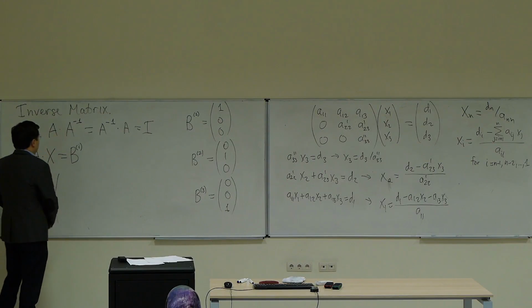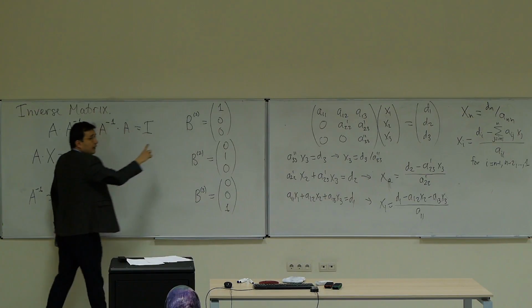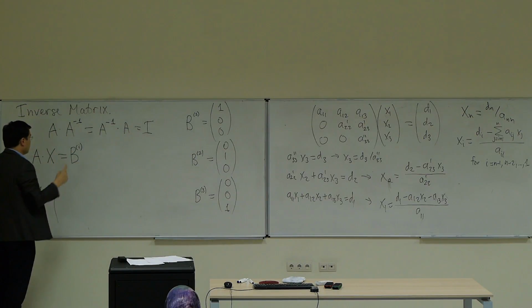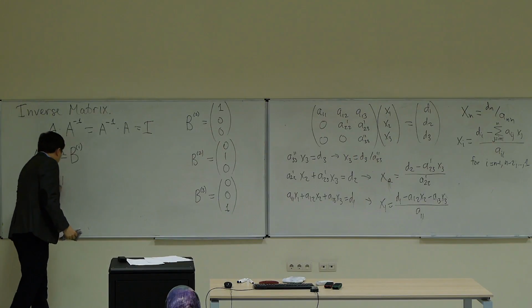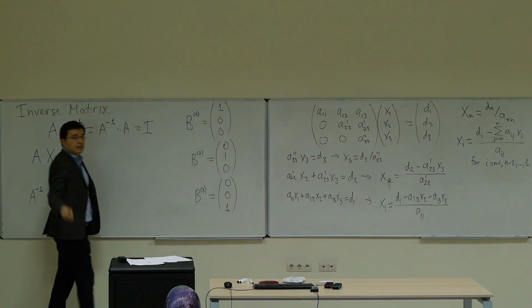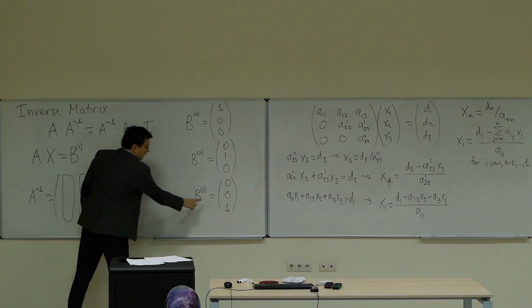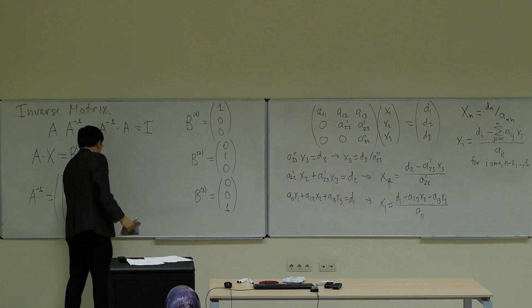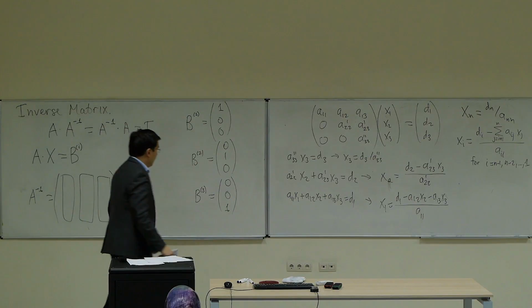Exactly. So if I solve it with this B, the solution of the system is the first column of this matrix. The solution for this one is the second column of this matrix. The solution of this one is the third column of this matrix. And I have it. I have my inverse matrix.